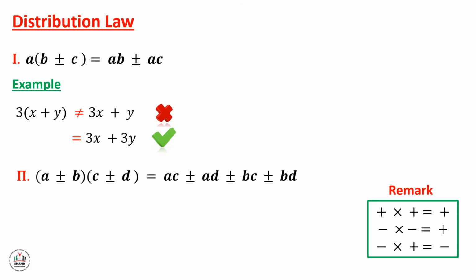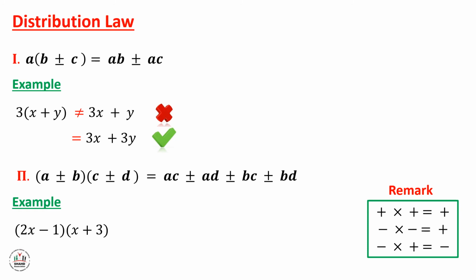A plus or minus b. Now we have a binomial multiplied by a binomial. So a plus or minus b multiplied by c plus or minus d. We should first multiply the first by first, which is a times c, and that's equal to ac. The first by second, which is plus or minus ad. The second by first, plus or minus bc. The second by second, b times d, which is equal to plus or minus bd.